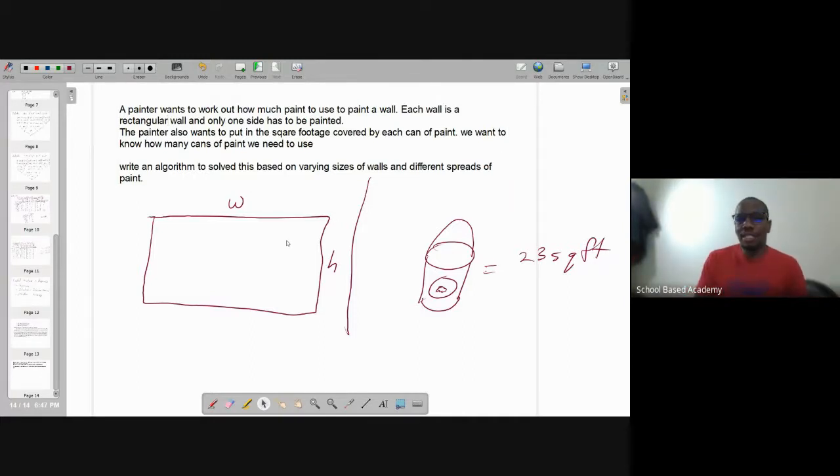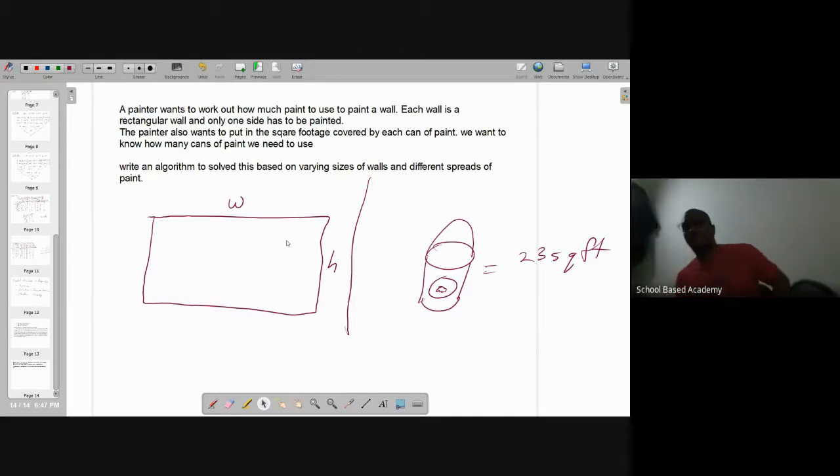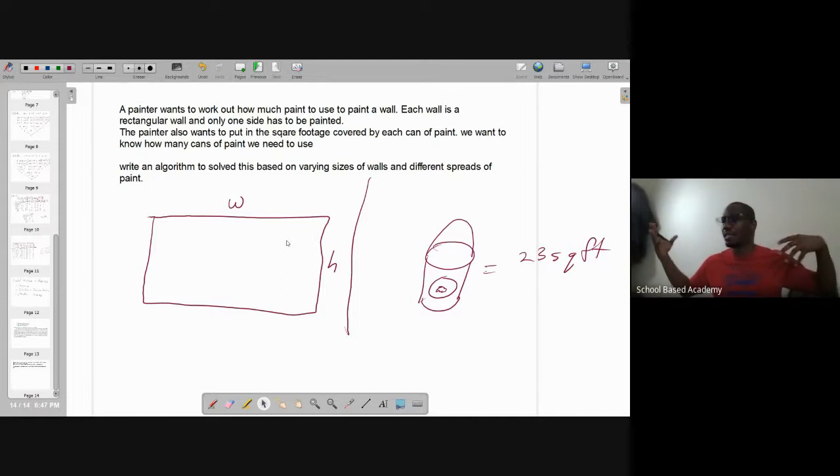So the painter wants to put in this kind of paint that will give me 23 square feet. I want to know how many cans of paint I want to use for this wall. I have to know the width and the height of the wall. Right? And we have different spreads of paint. So we have to think about what we have to put into this problem to be able to get an answer from this problem. Are you with me here? Is it a little clearer now?